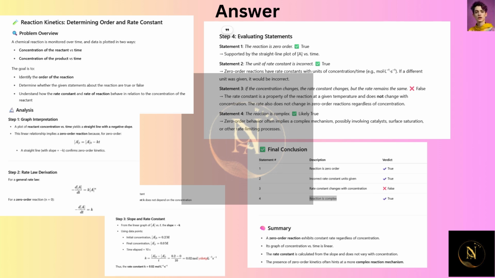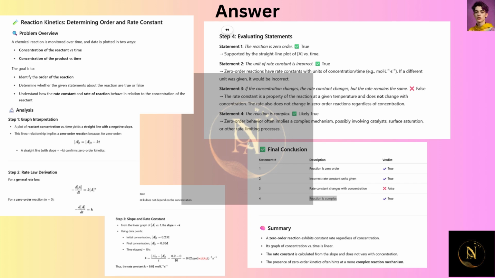Problem overview. A chemical reaction is monitored over time, and data is plotted in two ways: concentration of the reactant versus time, and concentration of the product versus time. The goal is to identify the order of the reaction, determine whether the given statements about the reaction are true or false, and understand how the rate constant and rate of reaction behave in relation to the concentration of the reactant.